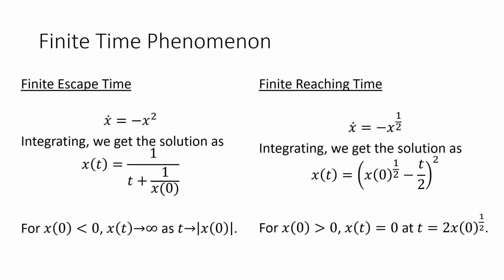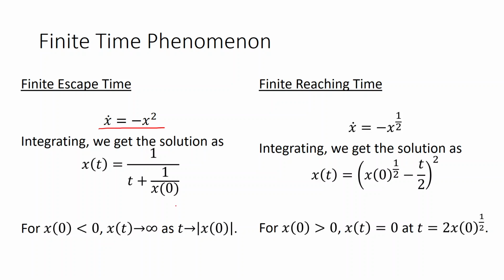In linear systems we have observed that we can have asymptotic stability or instability. However, in a certain class of nonlinear systems, we can observe finite time behavior also. So we take a very simple example of a scalar system. Here, for the finite escape time, this is the nonlinearity, a simple scalar system. You can very quickly do an integration and find the solution, which is expressed here.